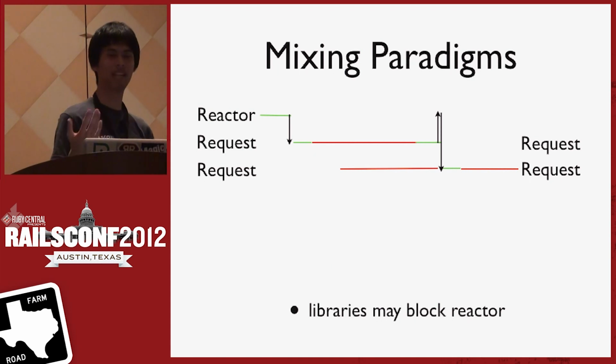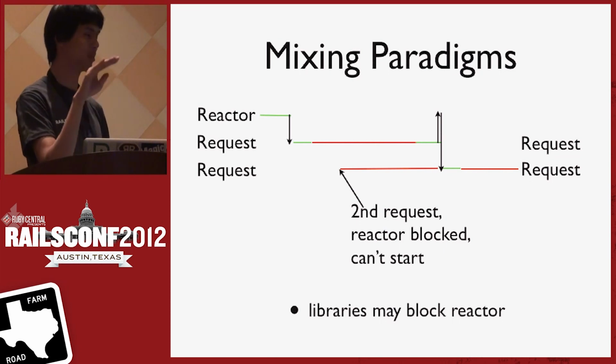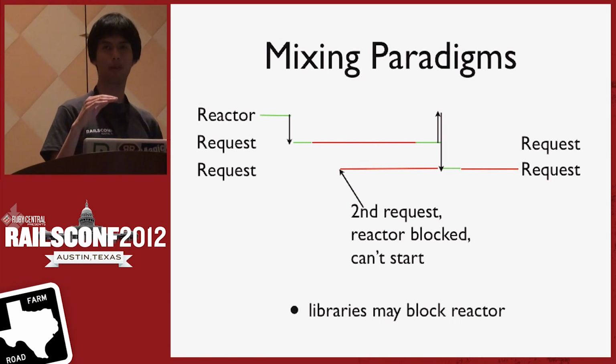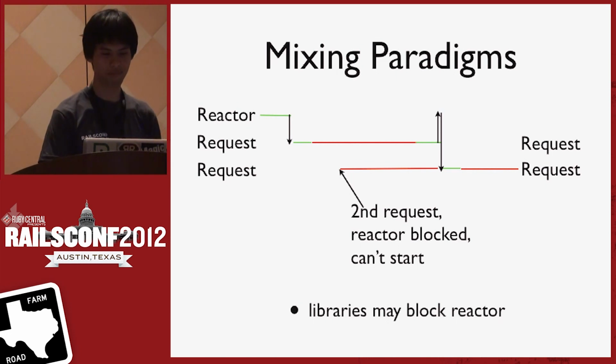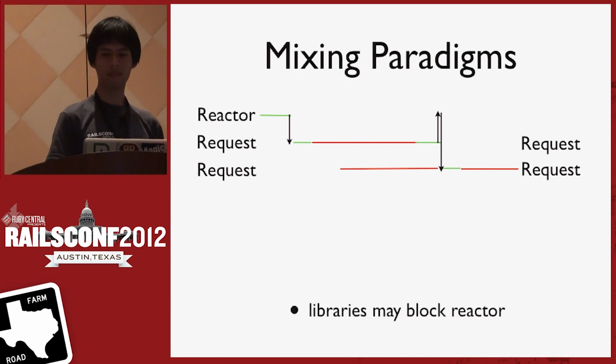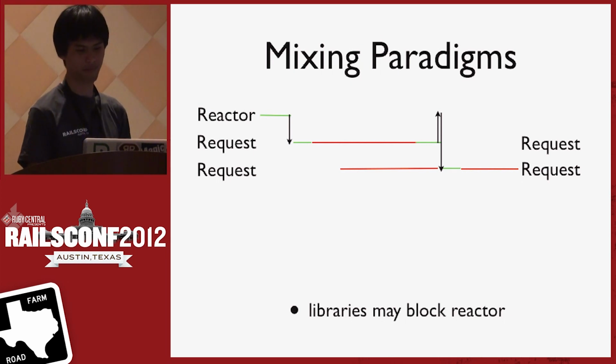And say a second request comes in while that first request is blocked. Well, the reactor is also blocked. So there's no way for the reactor to, say, start it in a new fiber. So we're kind of screwed. And when that first request finally finishes, that's when that queued request can finally start.